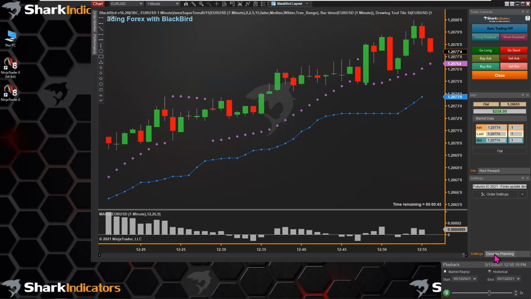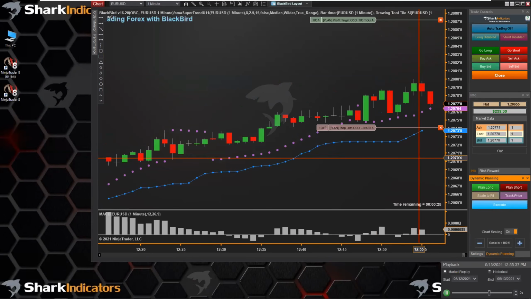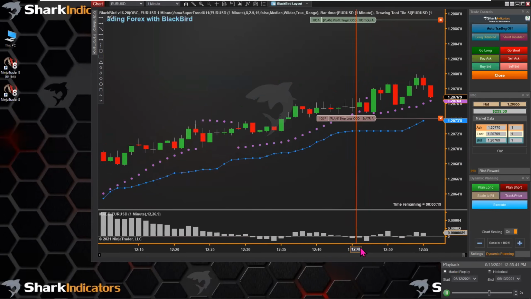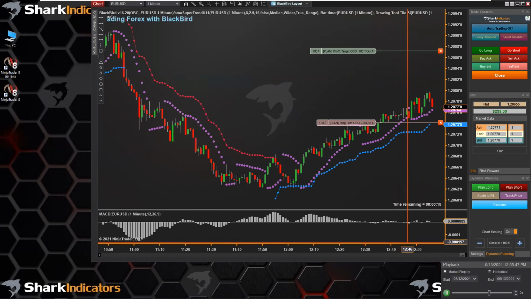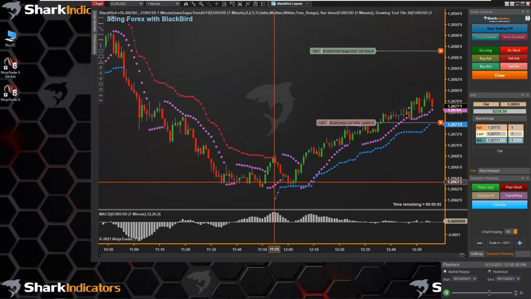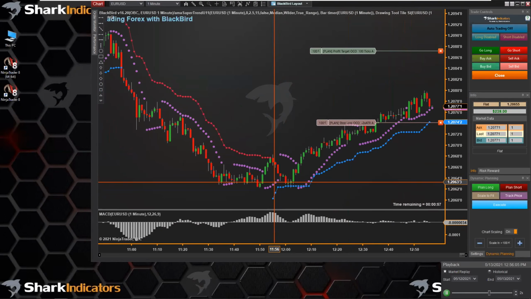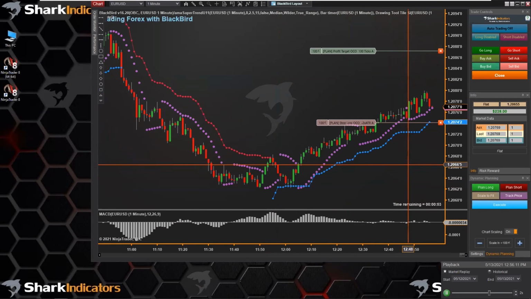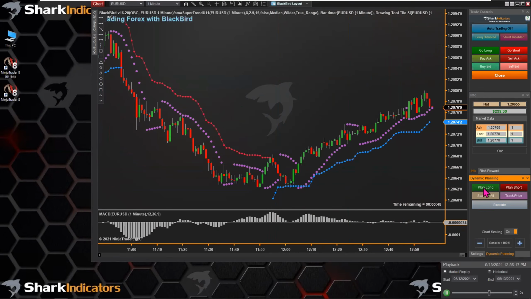So down here at the bottom, we have the dynamic planner. And as Jeremy explained, what this is really useful for is discretionary traders who like to use price action to visualize support and resistance levels, right? So if I wanted, I can plan a long trade, or with the other button, I could plan a short trade like so. And also there is a scale to fit button here.